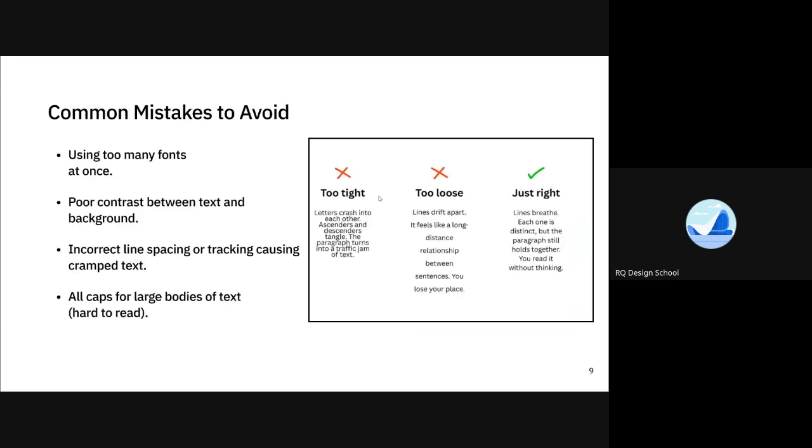Common mistakes to avoid: using too many fonts at once, mixing a typeface with another typeface, poor contrast between text and background, incorrect line spacing. As you could see here, when we talk about line height, this is too cramped, this is too loose, but then this is just right. And then incorrect line spacing or tracking causing cramped text. All caps for large bodies of text is also hard to read.